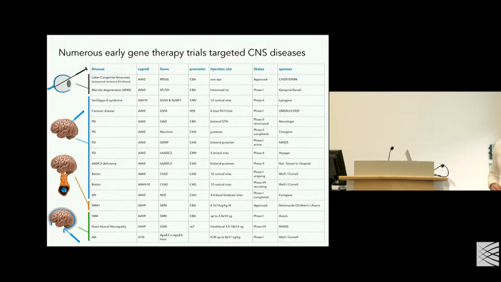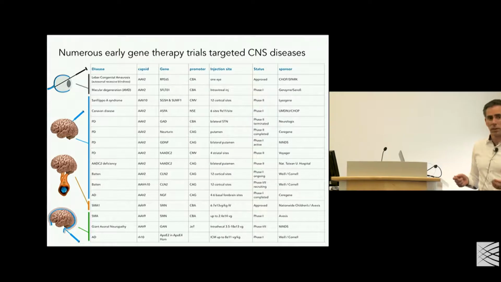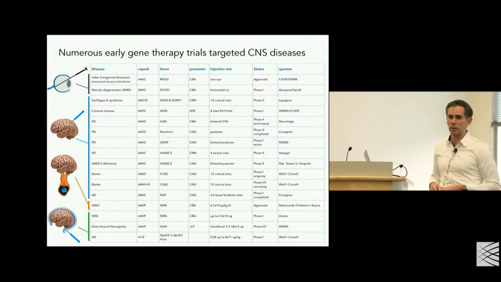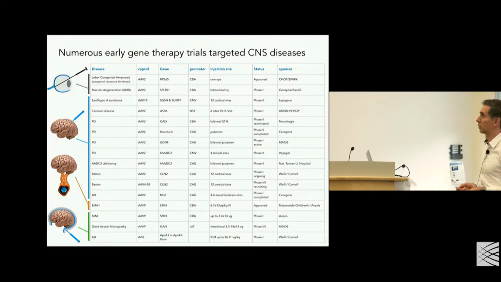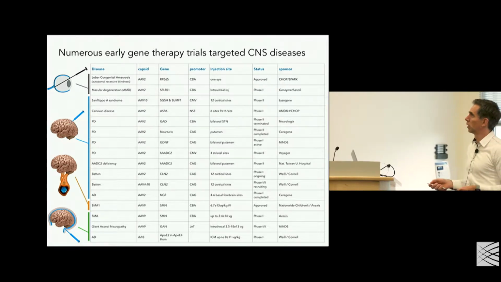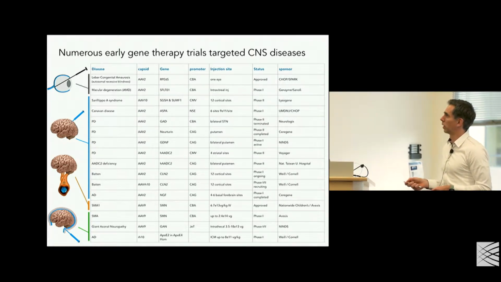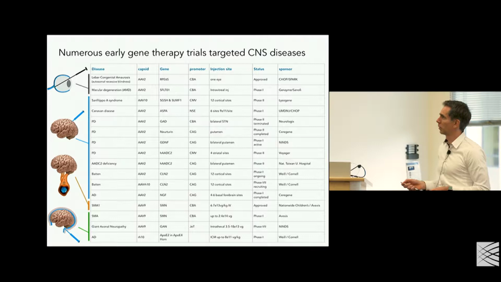So this table just shows an overview of some of the gene therapies that have been tried in the central nervous system over the past 10 to 15 years. There's a number of approaches that have been tried. You can inject viruses directly into the brain or into the retina. And you can also deliver them through the vasculature and into the CSF space. And these all have advantages and disadvantages.